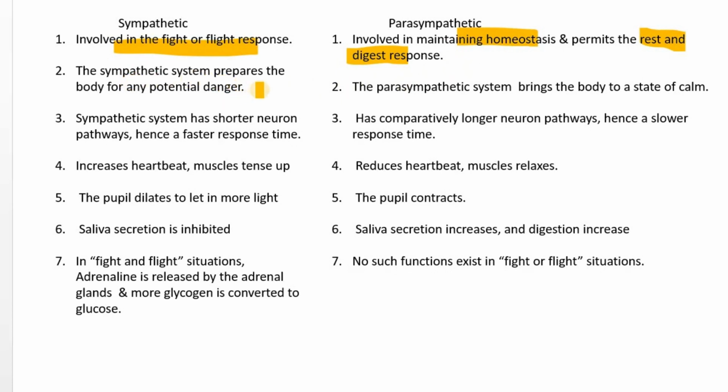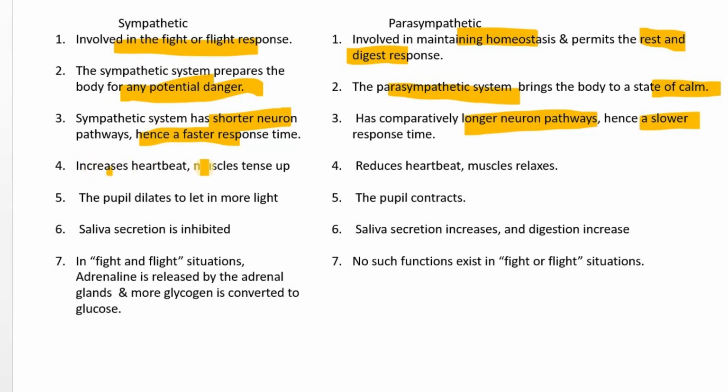Sympathetic nervous system prepares us for any potential danger that might be present in our surroundings, while the parasympathetic nervous system brings the body to a state of calmness. Sympathetic nervous system, इसमें shorter neurons present और hence a faster response time, and as compared to the sympathetic nervous system, parasympathetic nervous system has longer neuron pathways, hence slow response time. As the sympathetic nervous system prepares the body for any potential danger, it increases the heartbeat and the muscles tense up, while parasympathetic nervous system calms the body, therefore it reduces the heartbeat.